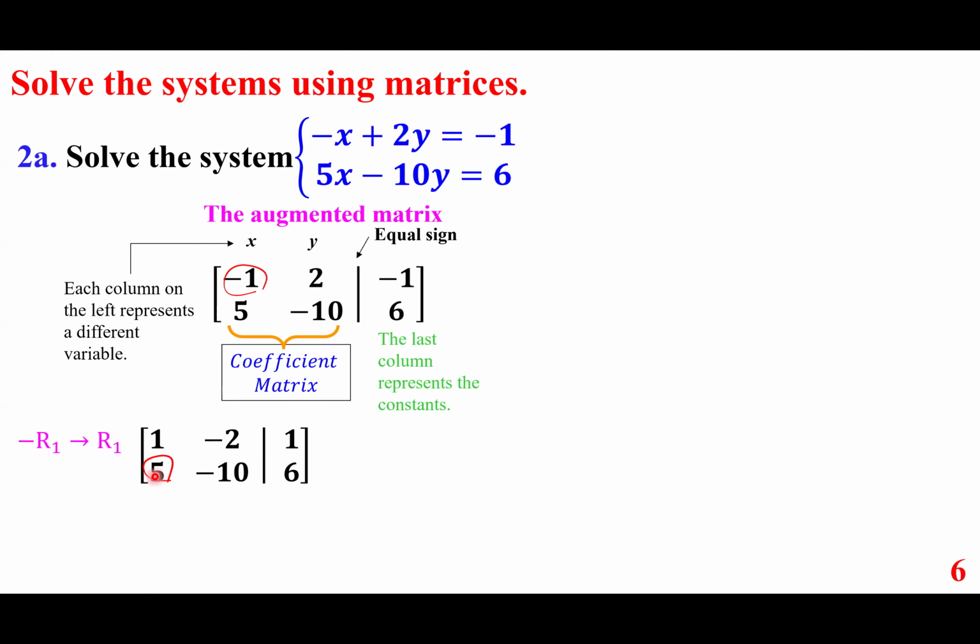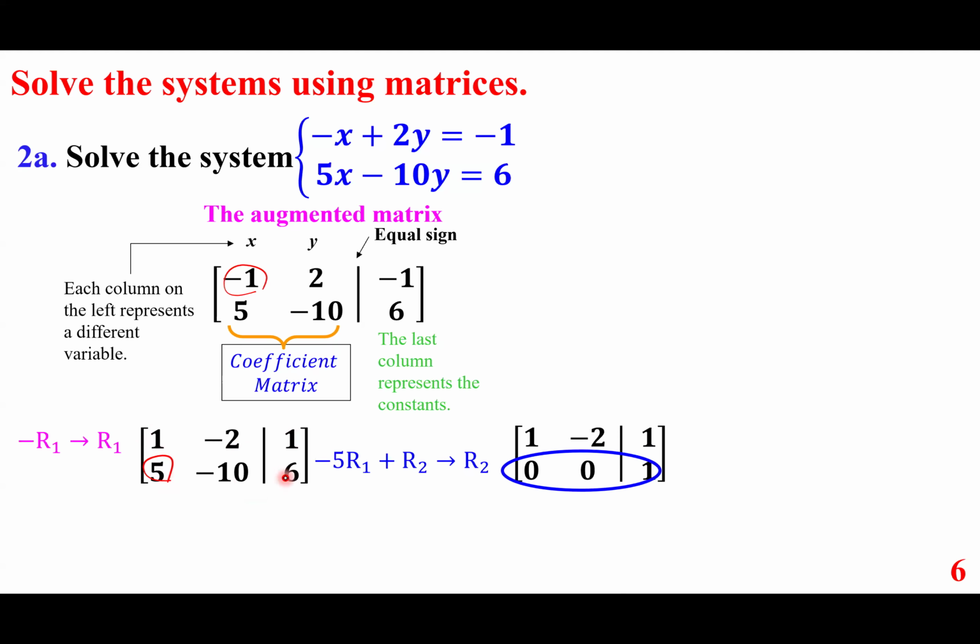So how do I make this one 5? If I multiply this one by 5 and subtract from this one, so I can say -5 R1 plus R2. So if I multiply this by -5, I get -5 and 5 is 0. If I multiply this one by -5, 10, and -10 is 0. This one and this one, I get +1.